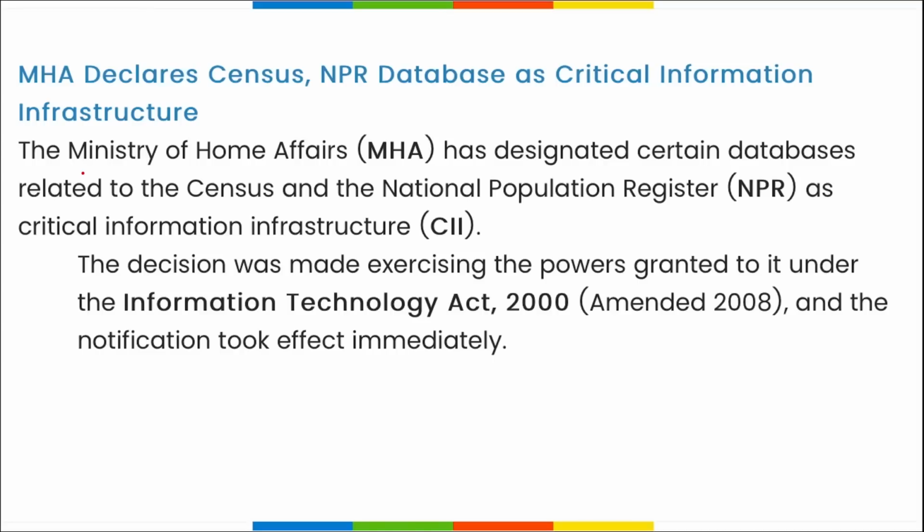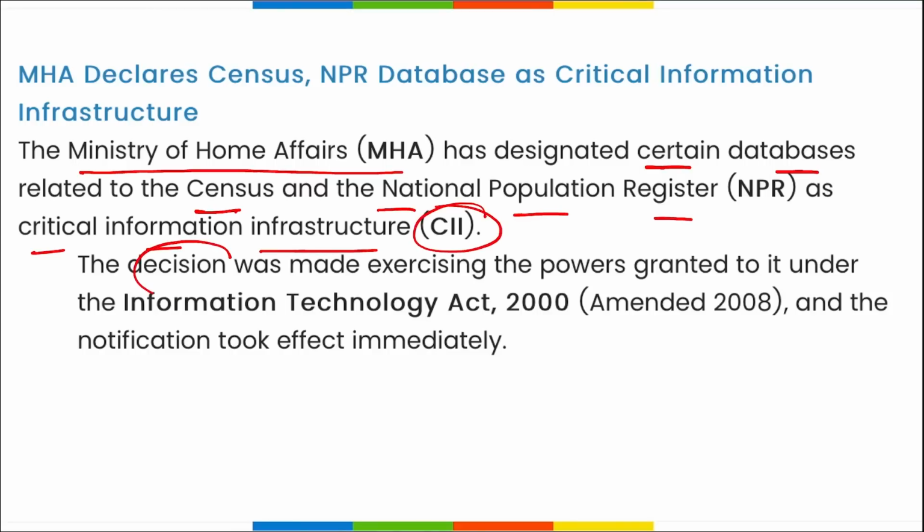Next is MHA. MHA, your Ministry of Home Affairs, has recently designated certain databases related to census and national population register as critical information infrastructure. All right, highly important. This decision was made exercising the power granted to it under the Information Technology Act, that is IT Act of 2000, and the notification takes effect immediately. All right, highly important. Mark this and take a note of it, that certain databases related to census and national population register were made critical information infrastructure. All right, and this step was taken by which organization or which ministry? It was by the Ministry of Home Affairs.